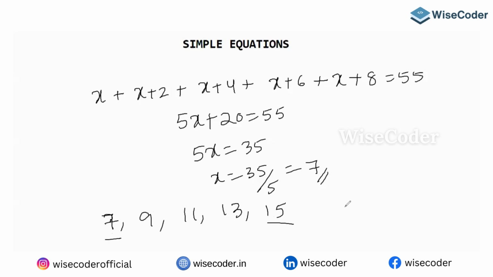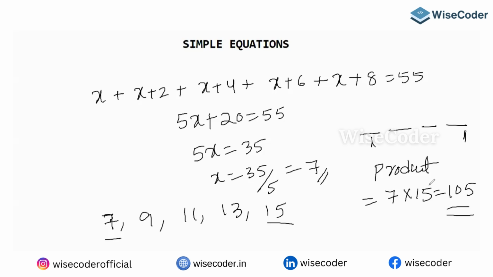So this is the first number, this is the last number. And you need the product of their extremes. What do you mean by extremes? In this row, the first one and the last one are extremes. So the product of extremes is going to be 7 into 15. 15 sevens are how much? 105. So the product of extremes is 105. This is method 1.